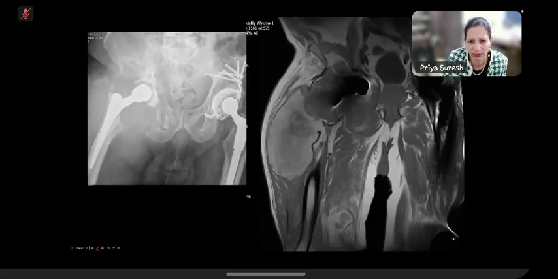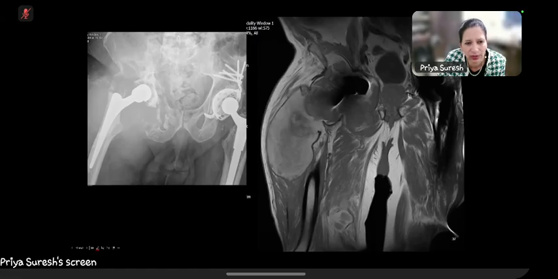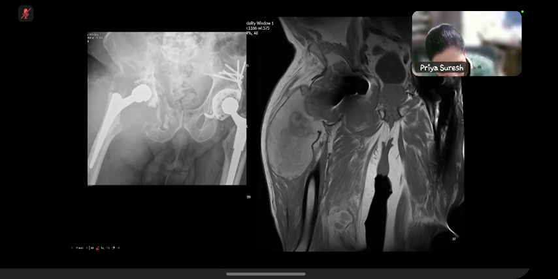So he had a replacement. Remember, he did get operated for that. This is the right side that he's come with this time. You can see why he's getting recurrent dislocation. This is complete destruction of the right hemipelvis. If you see, it looks very, very destructive.